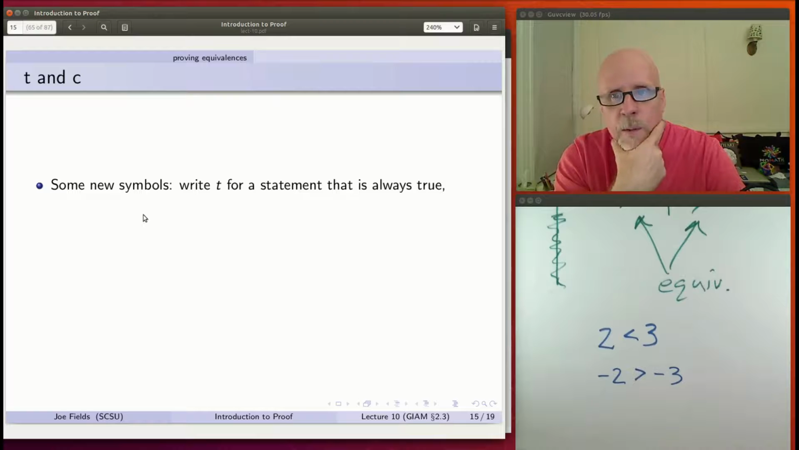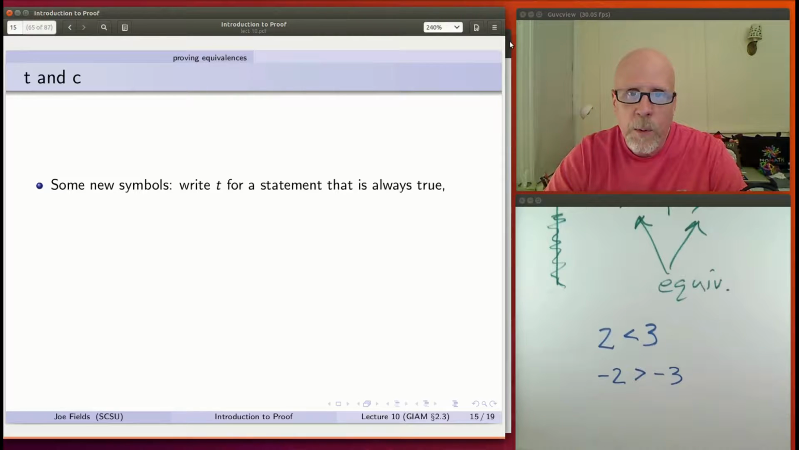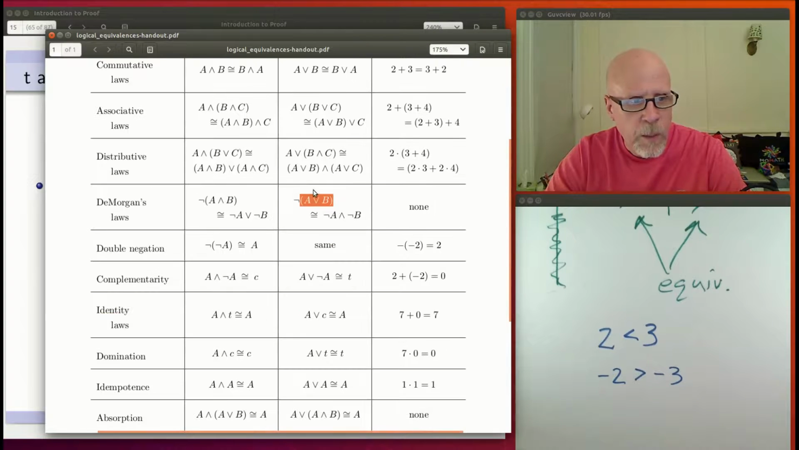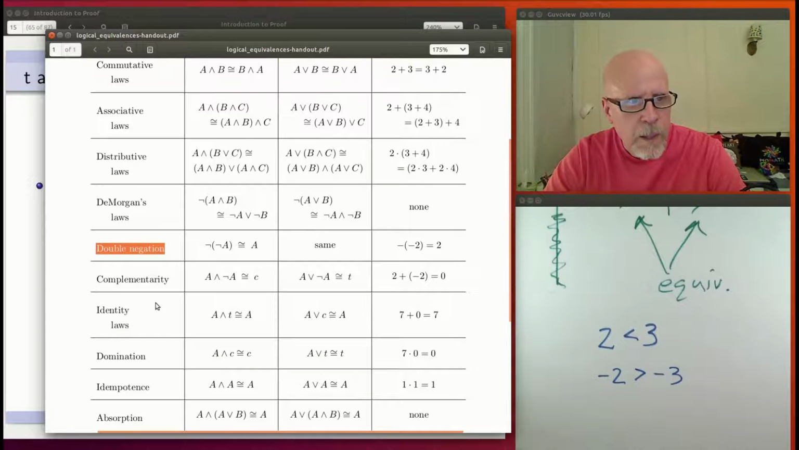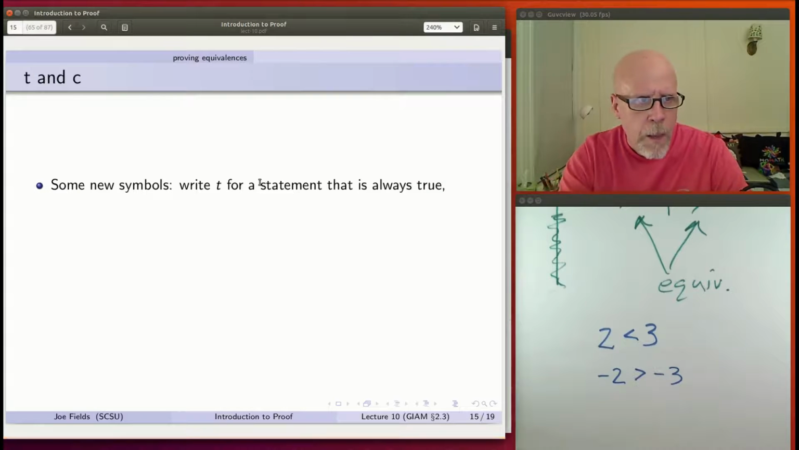There's a group of several things coming up here, let me return to our table. We just did De Morgan's law, and then double negation there. The next 3 things, you'll notice if you look in the interior of the table, they involve some new symbols we haven't seen before, T and C. So let's talk about them.